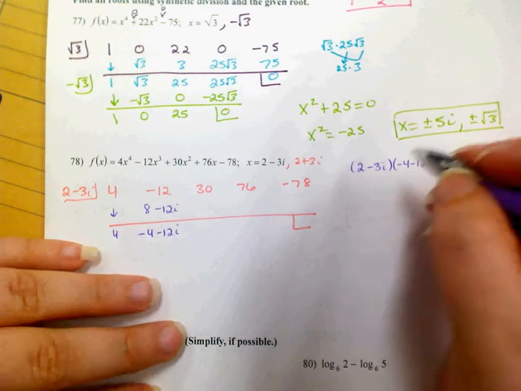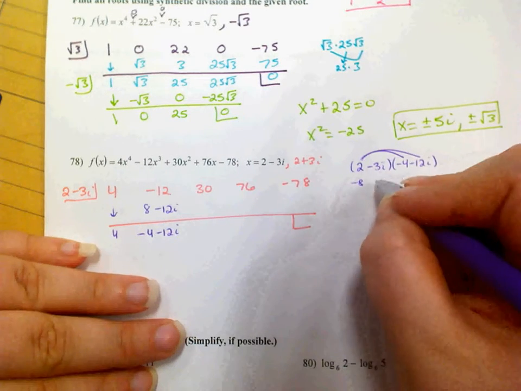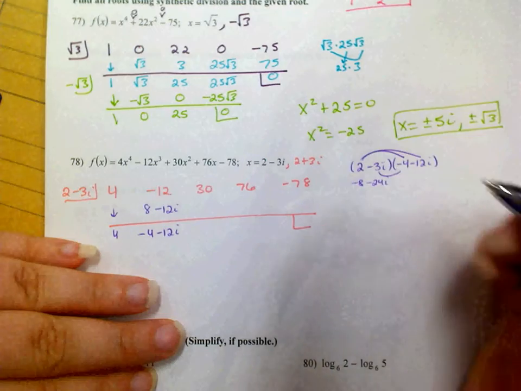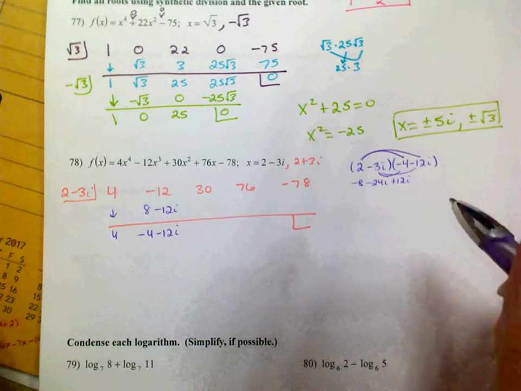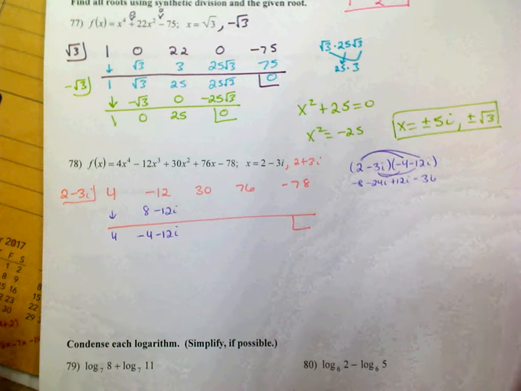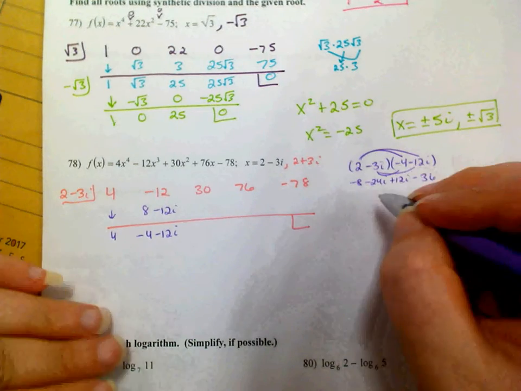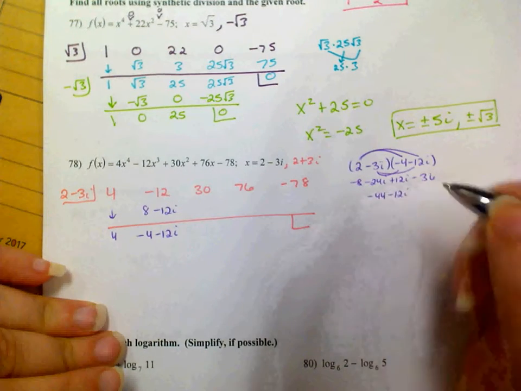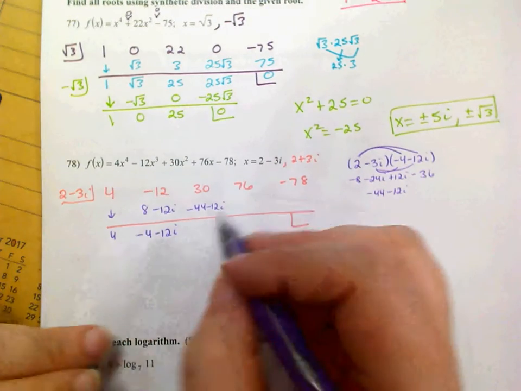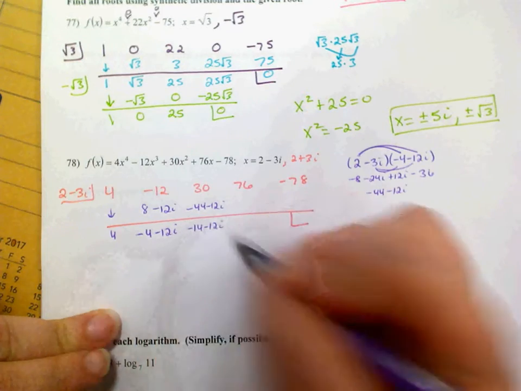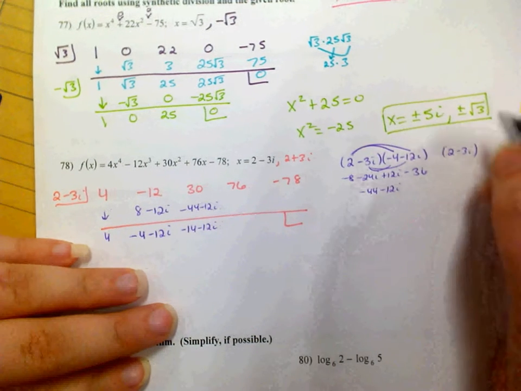Okay, so negative 8. 2 times negative 12i is negative 24i. Negative 3i times negative 4 is positive 12i. And negative 3i times negative 12i is a positive 36i squared, which means it's a negative 36. Negative 36 minus 8 is negative 44. So negative 44 minus 12i. Okay, 30 minus 44 is negative 14, so negative 14 minus 12i. So I've got 2 minus 3i times negative 14 minus 12i.